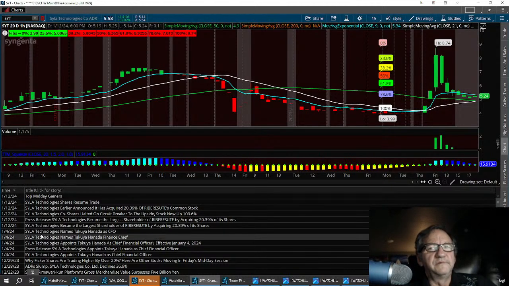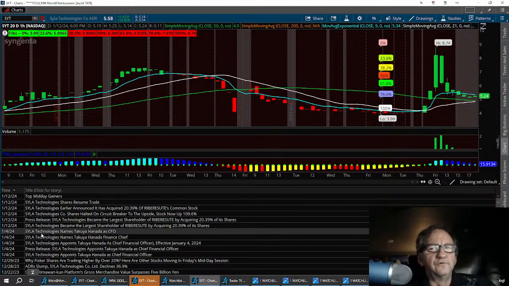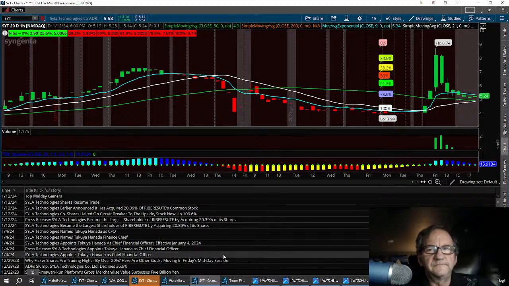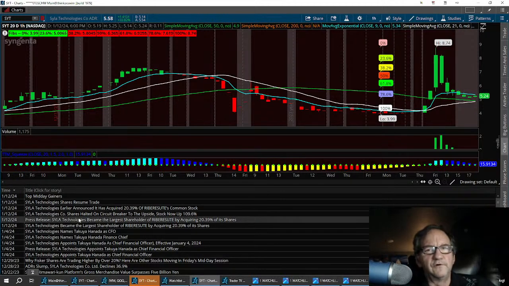It's got to be an FDA approval. Now, a lot of these low floaters, if it's a split or an offering, I won't trade it. A lot of low float pumpers will trade it because it lowers the float on a split. That's the only reason they'd trade it. I wouldn't trade it. I'd wait for the pullback because it's not good news for me.